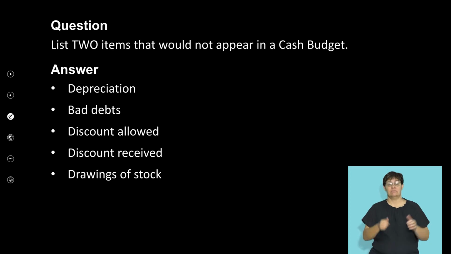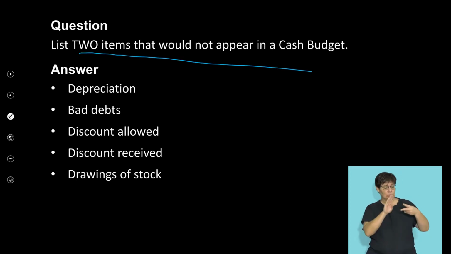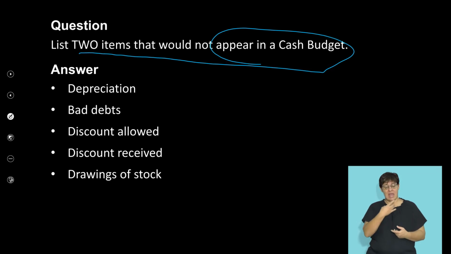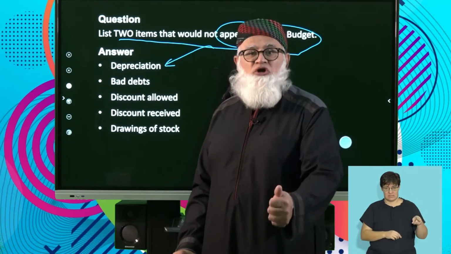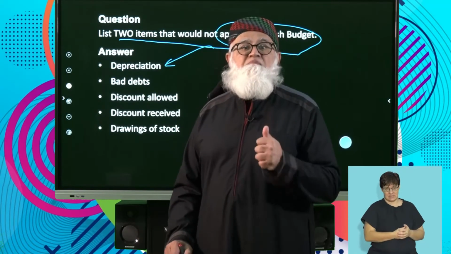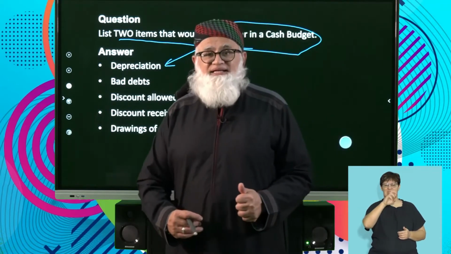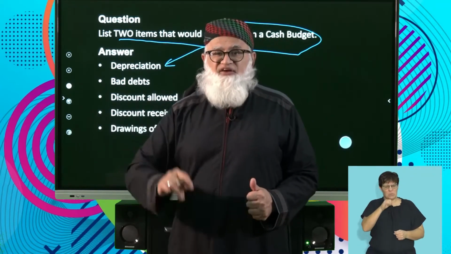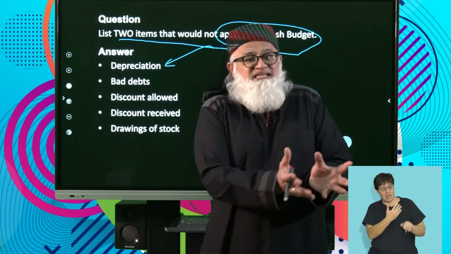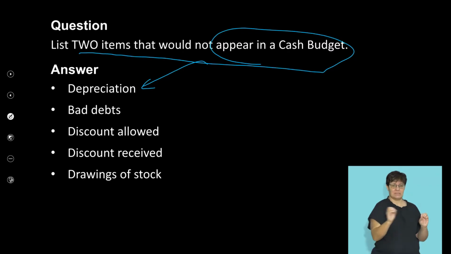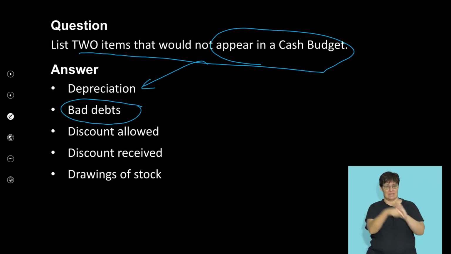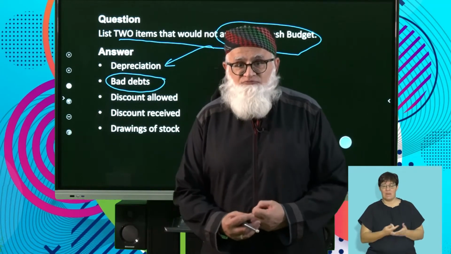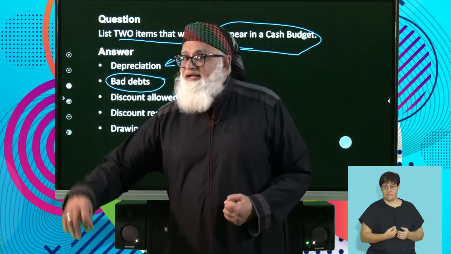The next one said, list 2 items that would not appear in the cash budget. What are they? 1, your depreciation. Obviously, why not? Because depreciation is a non-cash expense. It's an imputed expense. What do we mean by that? It's an expense that does not affect the flow of funds. No money is leaving the business. Number 2, bad debts. Certainly, a debt that you write off as irrecoverable, there's no expense in terms of money leaving. It doesn't affect the bank account.